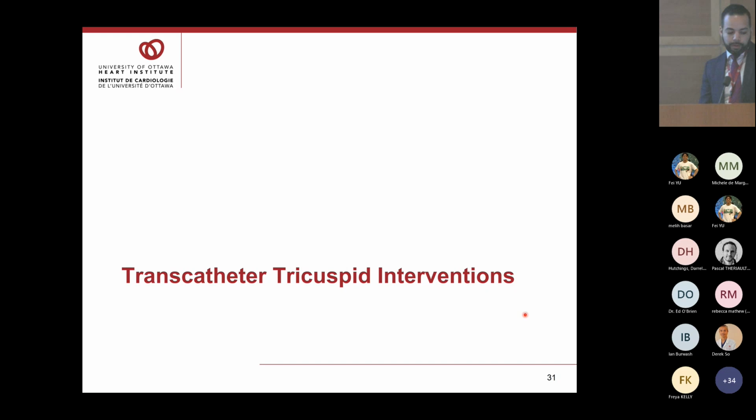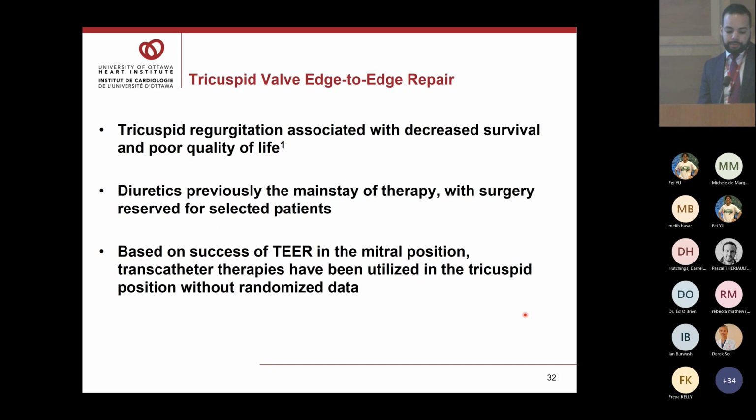In terms of transcatheter tricuspid interventions, the rationale for addressing the tricuspid valve is that it's associated with decreased survival and poor quality of life, and there's not a lot of therapy available to this patient population. Treatment is mainly diuretics, with surgery reserved only for selected patients. Based on the success that the structural world has had with mitral TEER, TEER has been attempted in the tricuspid position, initially without randomized data, but I'll show you some randomized data for tricuspid TEER now.